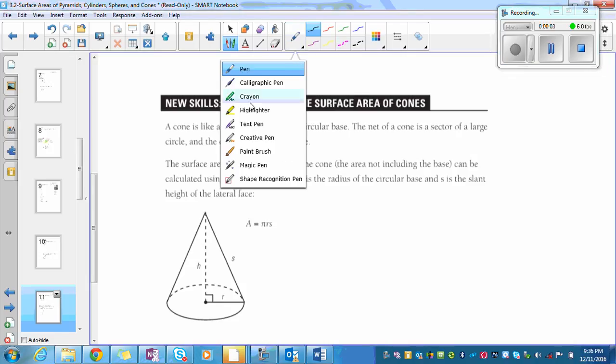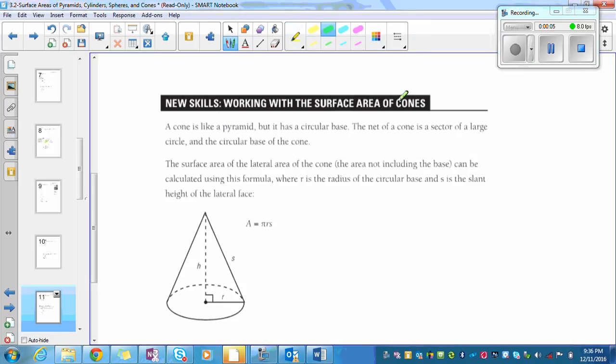So next we're going to look at surface area of cones. A cone is exactly what you think of. It's like one of those ice cream cone looking things. You've got a circular base and then it forms a peak here. So it's like a pyramid, but it has a circular base, and the net of the cone is a sector of a large circle and the circular base of the cone.